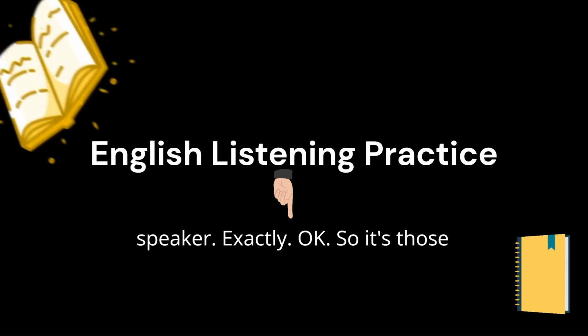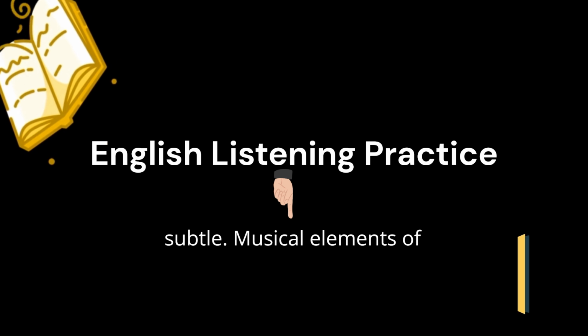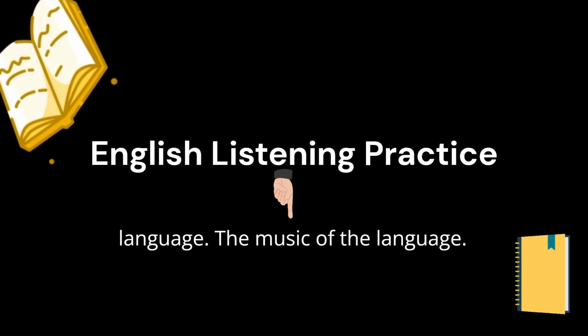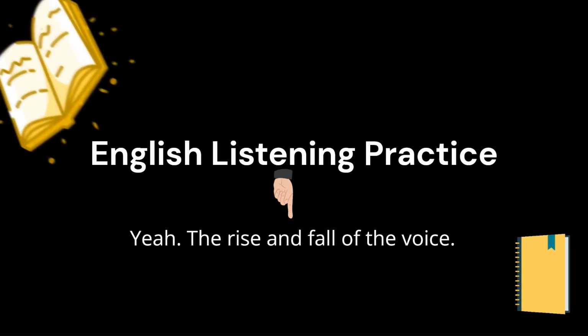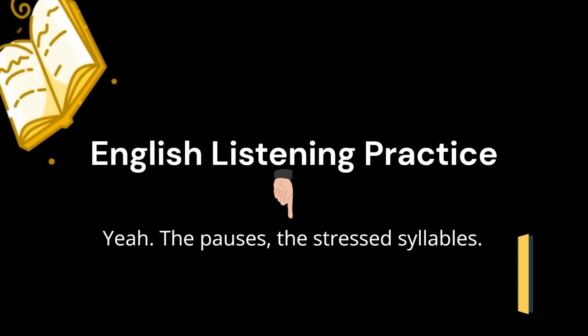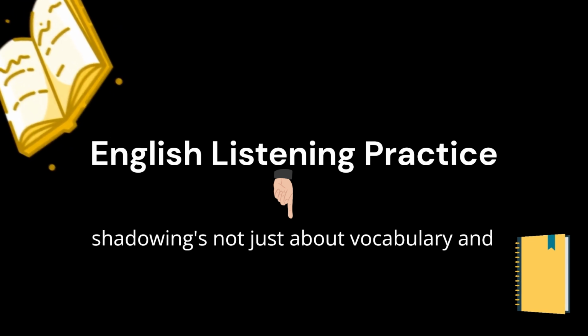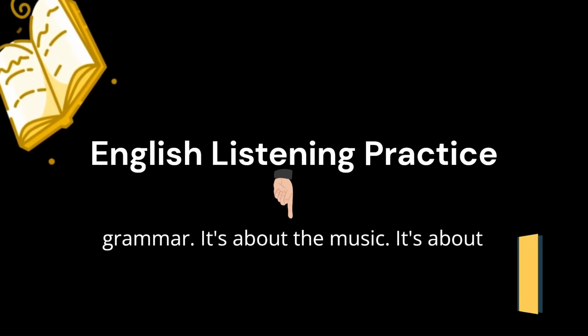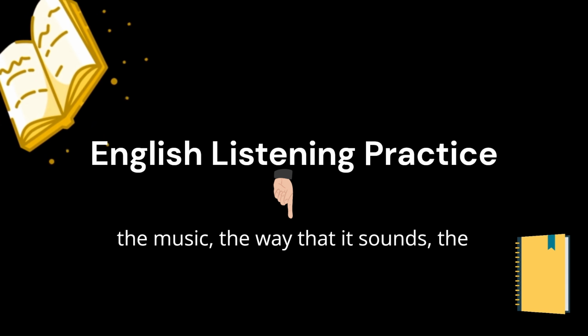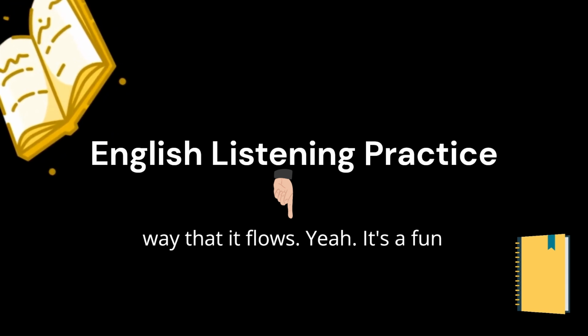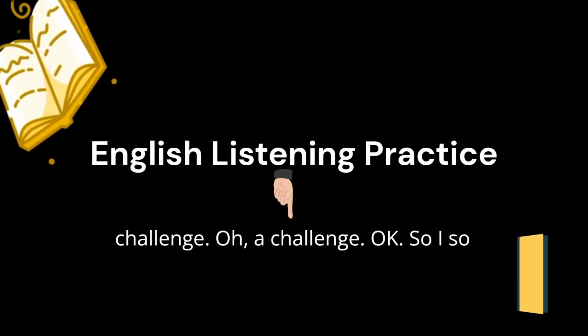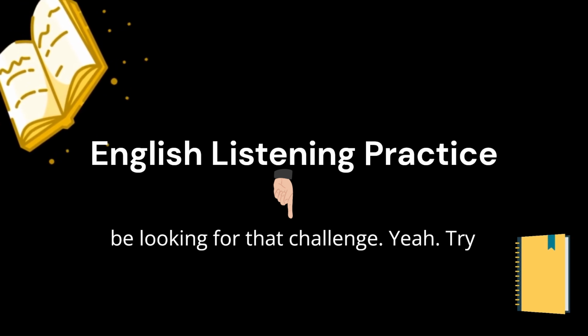It's those subtle musical elements of language, the music of the language: the rise and fall of the voice, the pauses, the stressed syllables. Those are the things that really make a difference. Shadowing's not just about vocabulary and grammar. It's about the music, the way that it sounds, the way that it flows. It's a fun challenge.